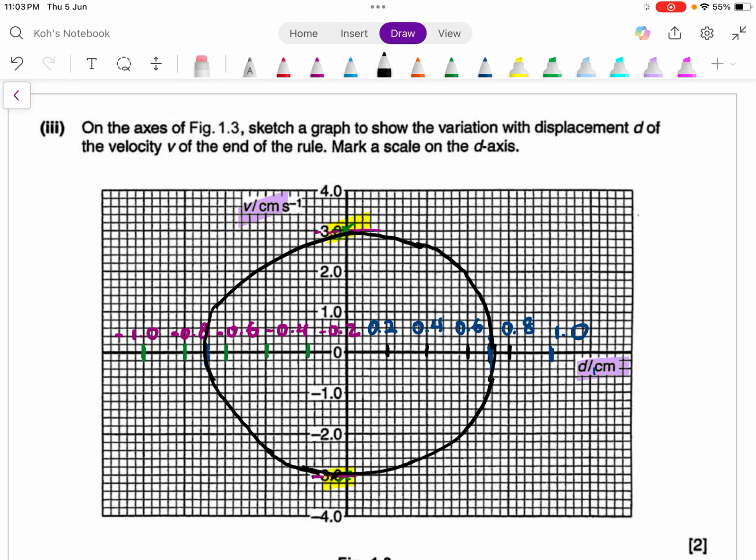Yeah, not very nice. Of course, I believe you all can draw nicer. So this will be the v-x graph. The equation of this ellipse is given to be v equal to plus minus omega square root of x naught squared minus x squared. So this is the equation. Try to memorize it by heart.